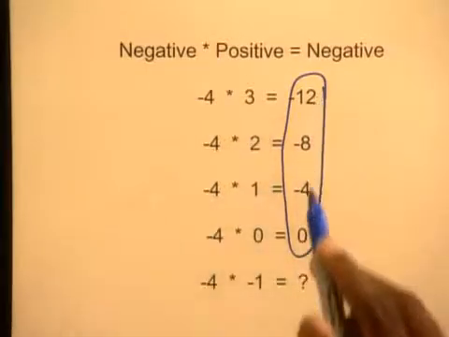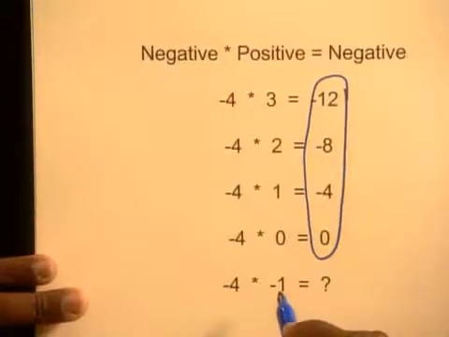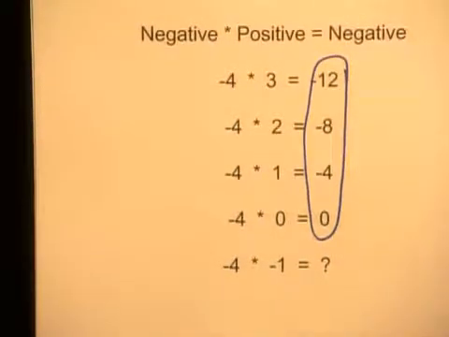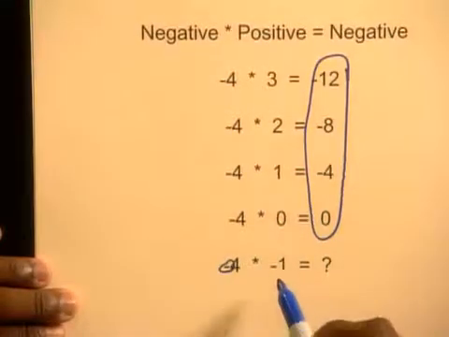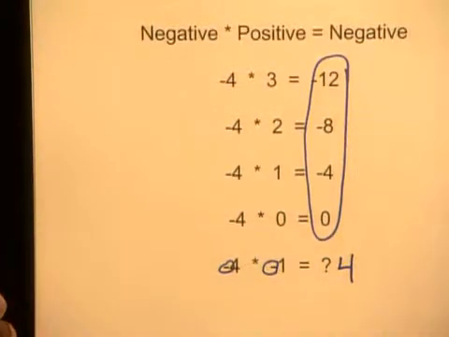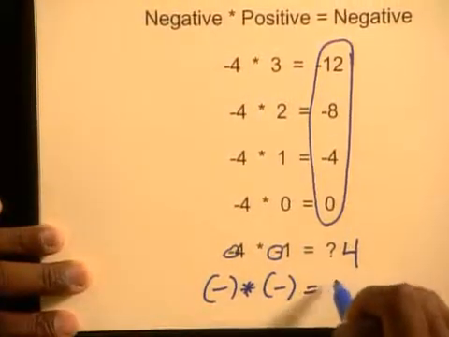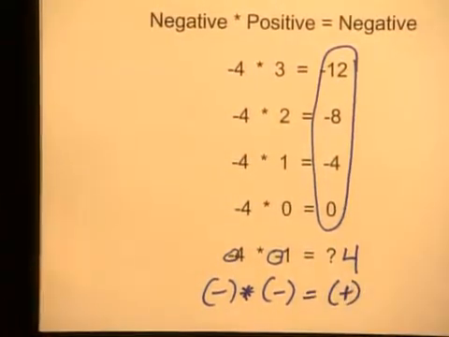Now, what do you notice is happening in this pattern here? They're increasing by 4. Negative 12 to negative 8, negative 8 to negative 4, negative 4 to 0. Exactly. The numbers are increasing by 4. So following that pattern, negative 4 times negative 1 should give us what number next? A positive 4. Exactly. So we have another newfound fact, which is if you multiply a negative number times another negative number, the answer should come out positive.